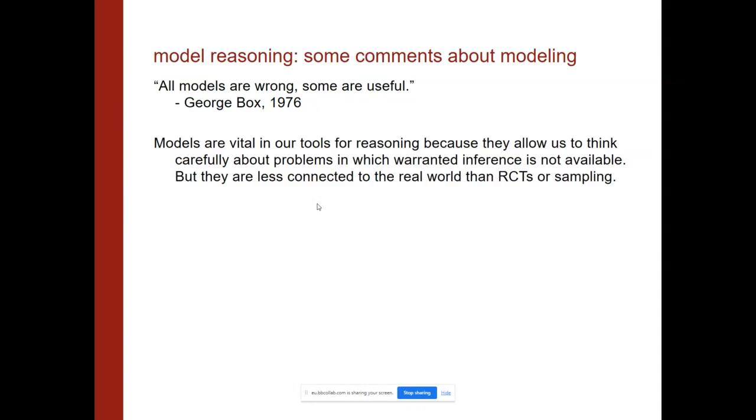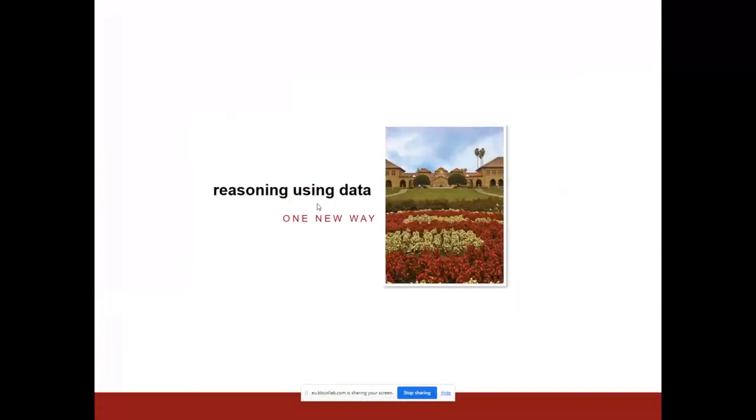But I want to make sure that we all notice that models are really vital in our tools for reasoning because they allow us to think very carefully and decompose variation in a way that warranted inference often can't. Maybe you could run a very complicated multifactorial randomized trial, and that might get you something closer to a model. But model reasoning is a very elegant way of getting a lot of detailed information. And it also allows us to think about questions that just really aren't well suited for warranted reasoning. I'd like to hand this over to Jordan to really give you the new sense.